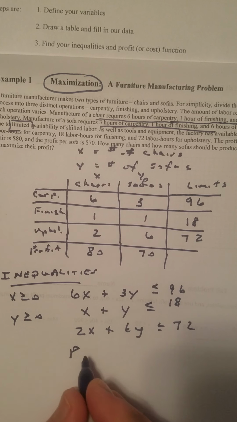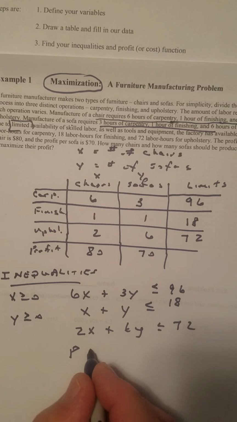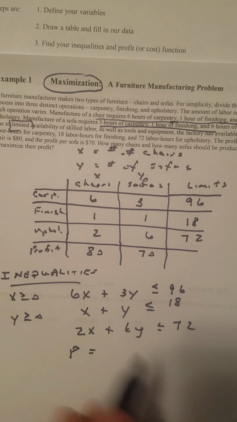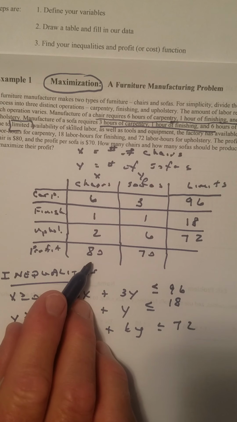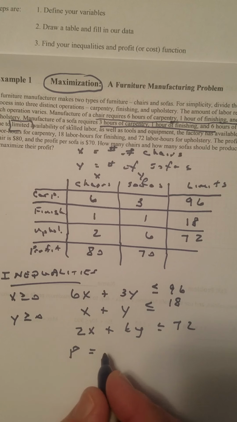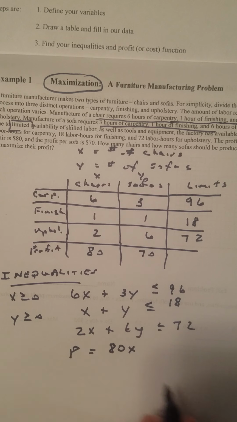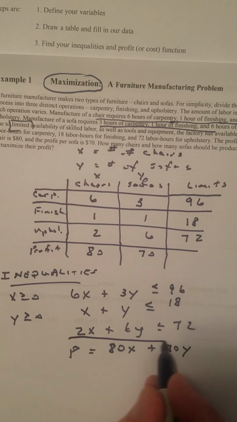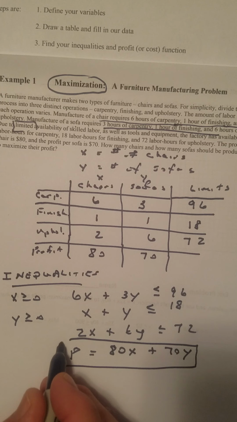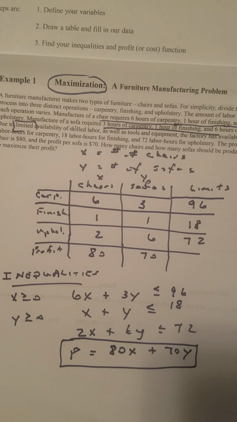Okay, what about the profit function? P for profit. P is in terms of x and y, but we'll just write it like this. My profit: I get $80 for each chair, and I'm producing X of them, so $80x, plus $70 for the sofa, $70y. So this becomes what they call a profit function.